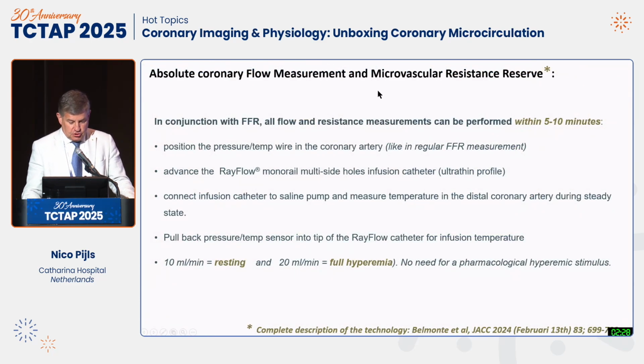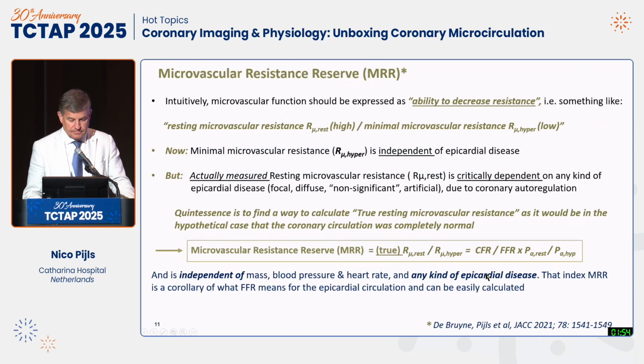In conjunction with fractional flow reserve, all these measurements can be performed within 5 to 10 minutes. You just have to position the pressure temperature wire in the coronary artery like an FFR measurement. You advance that RayFlow monorail catheter. That's very easy. You connect it to the saline pump. You measure the temperature in the distal coronary artery. And if you are satisfied with it, you pull back the pressure sensor and measure the infusion temperature. And as I said, with 10 milliliter per minute, you get resting conditions. With 20 milliliter saline per minute, hyperemia, no need for pharmacological stimulus.